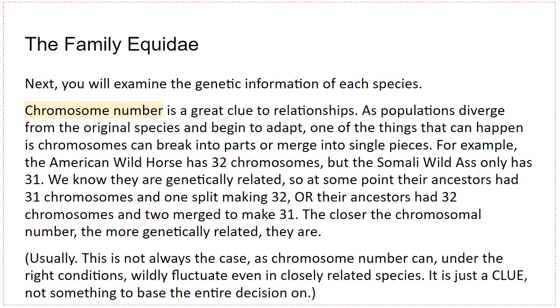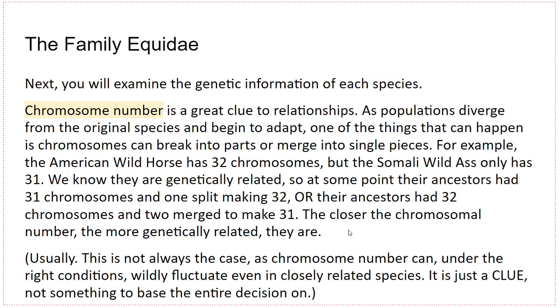The American wild horse has 32 chromosomes, but the Somali wild ass only has 31. And we know they're genetically related, so at some point their ancestors had 31 chromosomes and one split, making it a 32, or they had 32 chromosomes and two merged into making one. The closer the chromosomal number, the more genetically related they are. But over time, the numbers of chromosomes can change because one chromosome can break in half and become two, or two chromosomes can merge together to become one. That happens all the time.